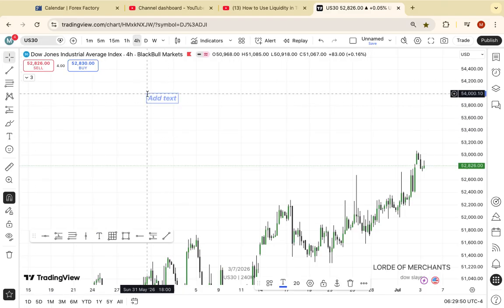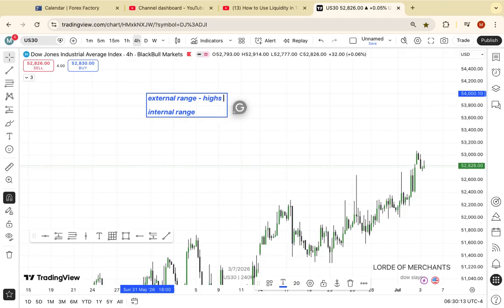The first type of liquidity is simply external range liquidity, and internal range liquidity. So in simple terms, external range liquidity is simply highs and lows, and then internal range liquidity is simply fair value gaps.